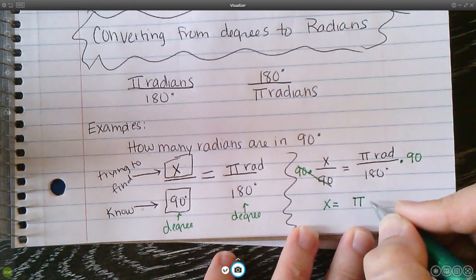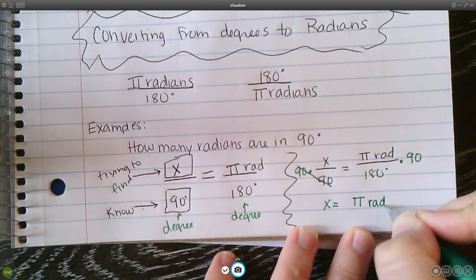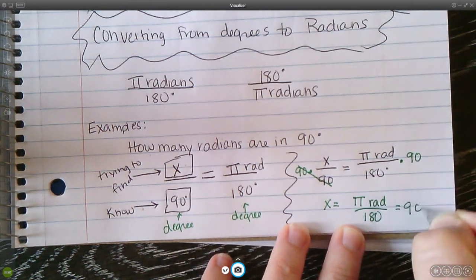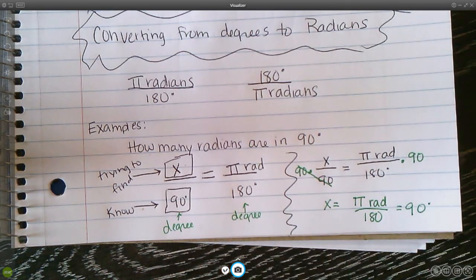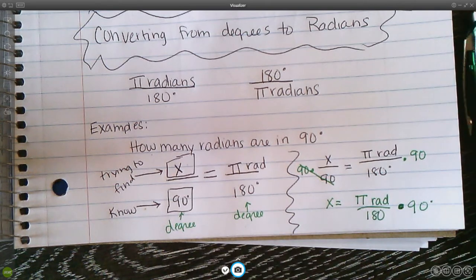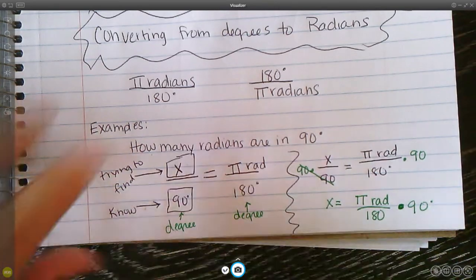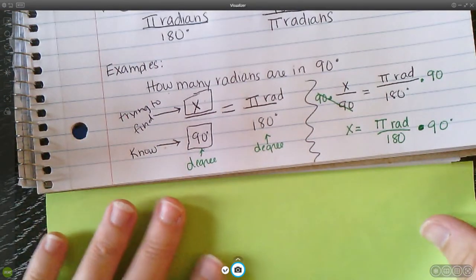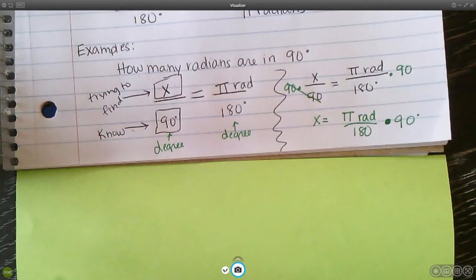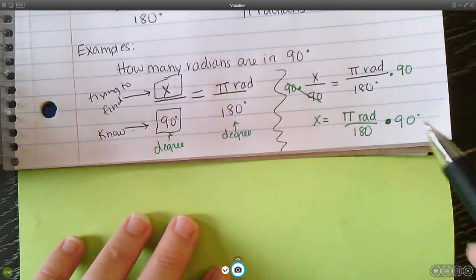pi radians over 180 times 90. Oh, sorry, not equals, times. Okay, so now, hold on, I ran out of paper. We have to solve this. Or simplify, I guess we already solved. We have to simplify.